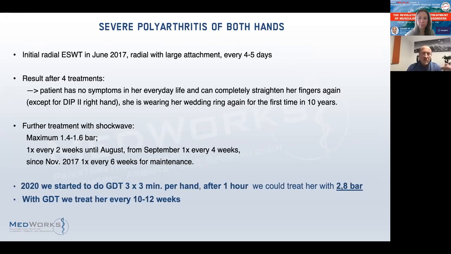Then we started after years. You see, it was 2017. After years, now with the possibility of the laser, we started to do the GTD, 3 parts on the hands with 3 minutes, so 9 minutes per hand. And after 1 hour, we had 2.8 bar. You see, we have never been higher than 1.6. And we had 2.8 bar, and that's how we work now. She's coming every 10 to 12 weeks. I mean, this means 4 to 6 times a year, and is completely pain-free with her hands. And you've seen the hands, so this is really impressive, I think.